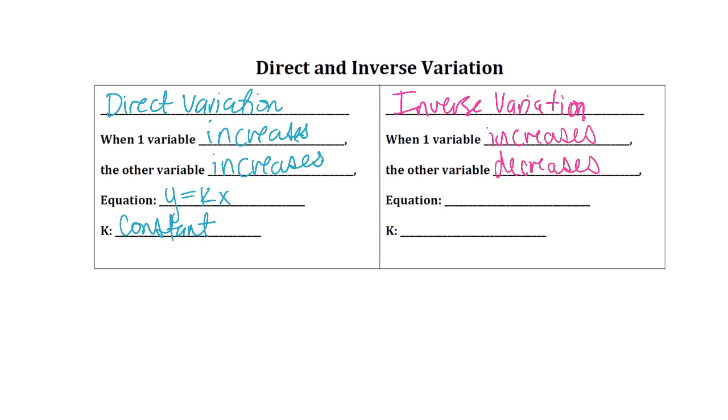The equation here, the opposite of multiplication, is division. So it's y equals k divided by x. And k is still my constant. The other thing I do want you to know about inverse is that sometimes it will be called indirect. That's the other name for it that you'll see sometimes, but it is the same thing as inverse variation.